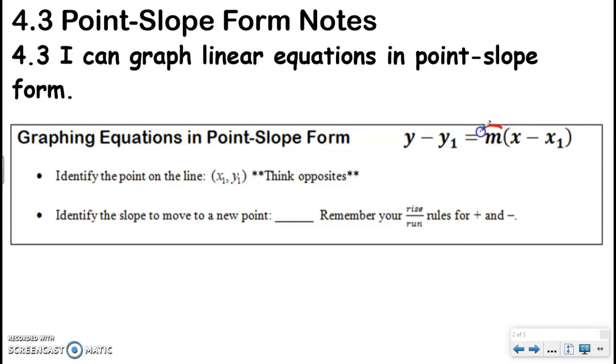Slope is the easy one to find. It's always on the side with the x, in front of the parentheses. Remember, if there's nothing there, it's 1. So my slope is m, and you're good there.